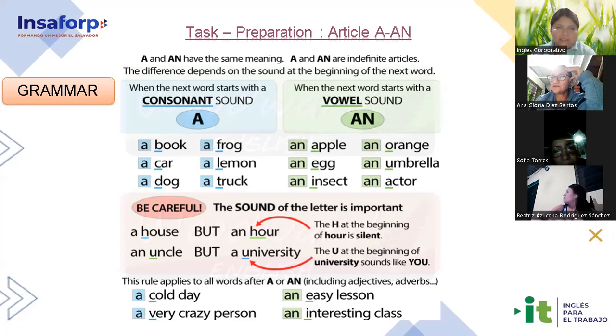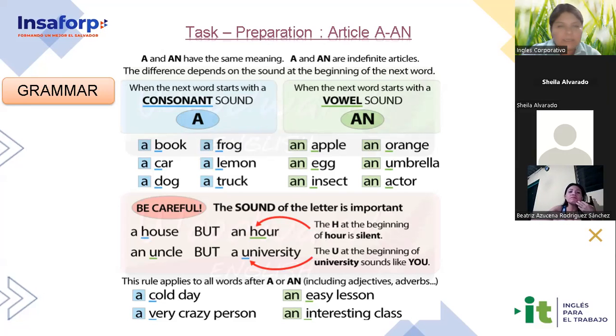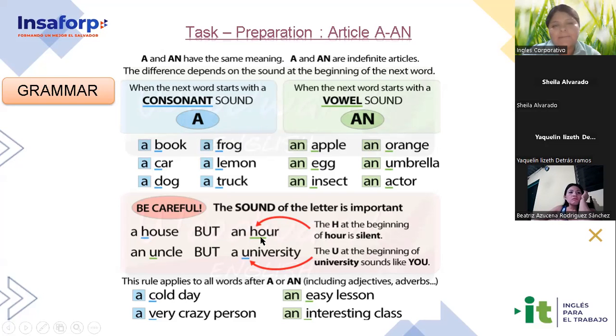¿Con qué sonido inicia la palabra house? ¿Sonido vocal o sonido consonante? Consonante. Entonces ahí tenemos un sonido consonante. A house. Pero miren acá, nos pasamos al otro lado, an hour. Hour. Y acá, ¿qué sonido es? Hour. Sonido vocal. The H at the beginning of hour is silent.